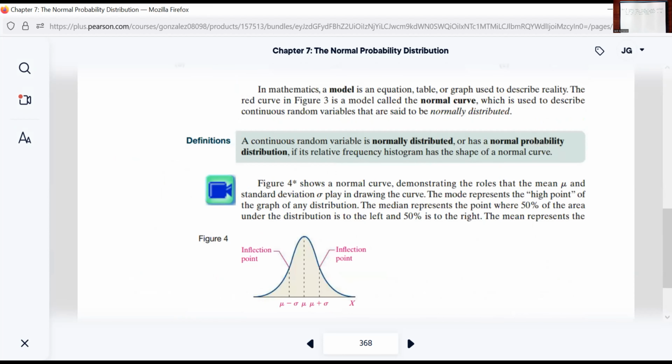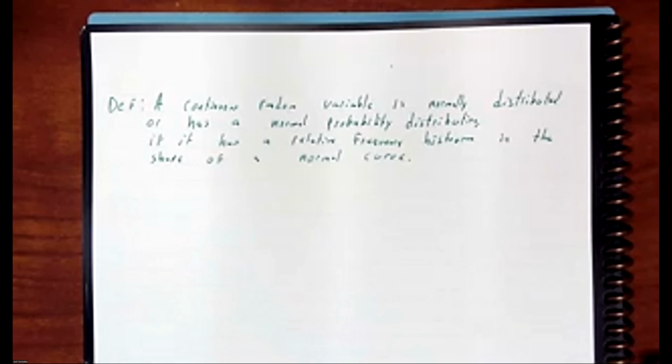Anyway, a lot of things are normal. Hence the name.